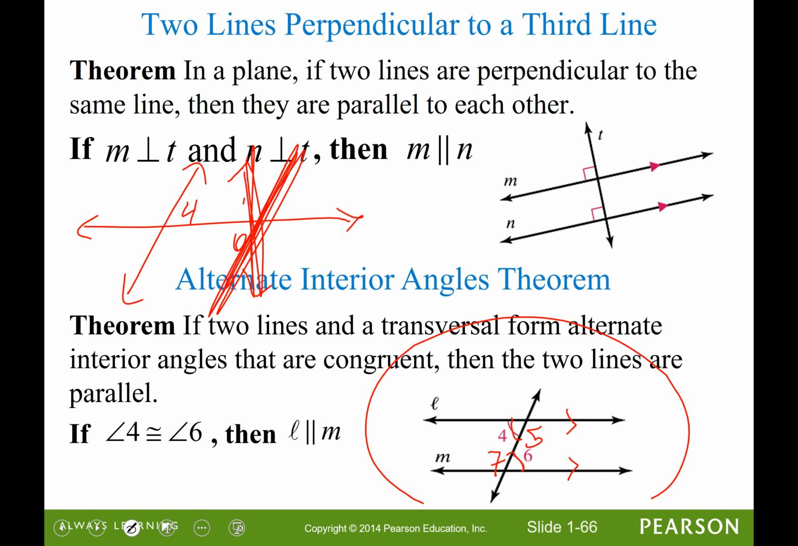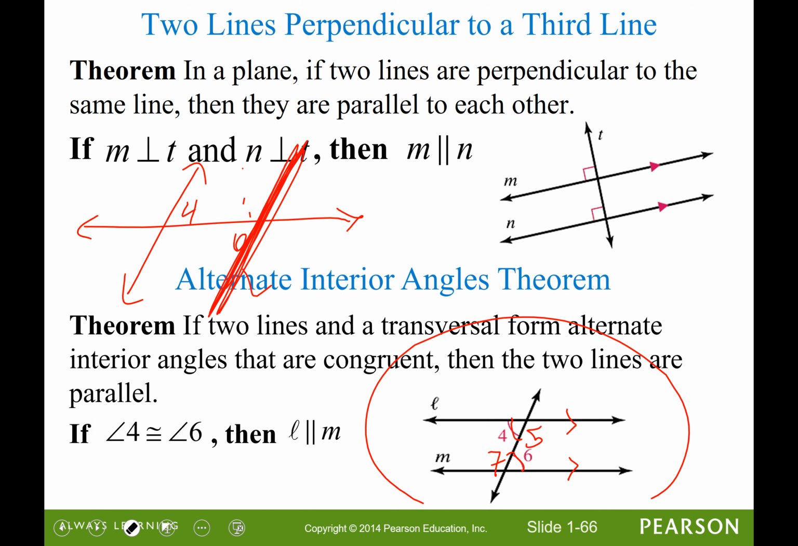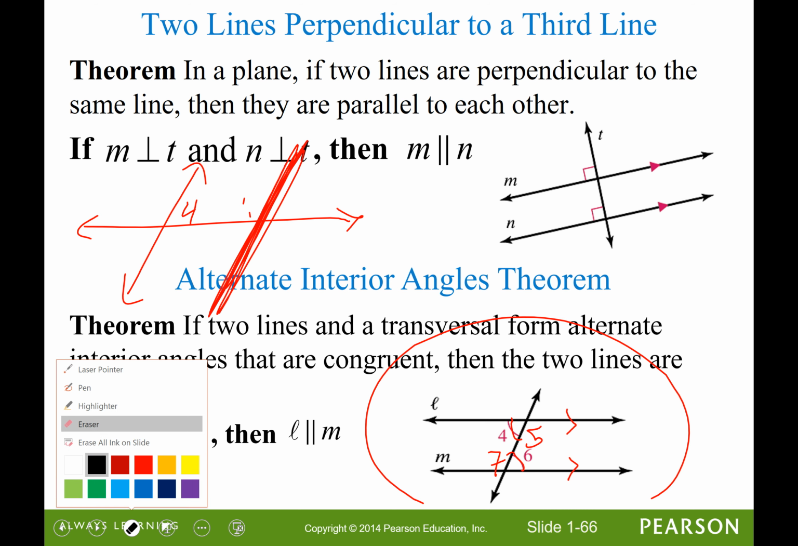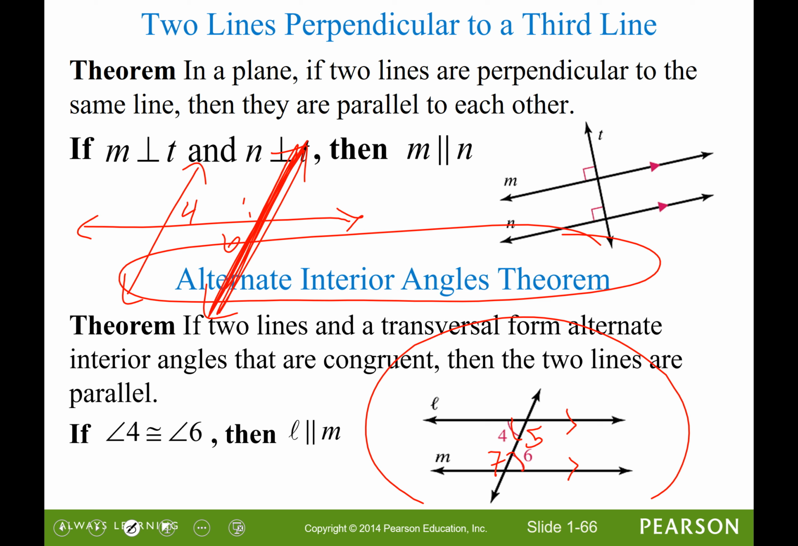But if you tweak these lines, if you start to shift this line right here and shift it so that it ends up parallel to the other one, then angle 6 ends up, let me see if I can erase the old line. There we go. Then angle 6 ends up right here. And now look at the measures of 4 and 6. Once those two lines line up, and by line up I mean become parallel, 4 and 6 will have the same measure. So that's the alternate interior angles theorem. It's one way to prove that two lines are parallel.